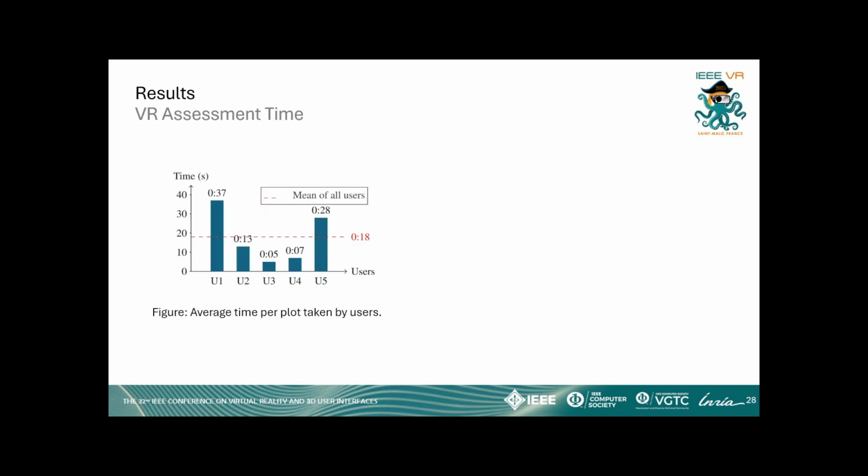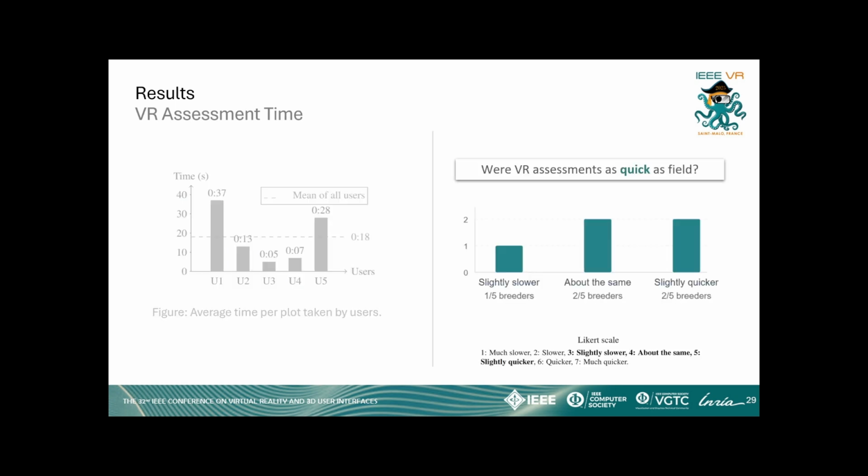We measured the time it took users to assess each plot in VR. The fastest user took an average of 5 seconds, while the slowest averaged 37 seconds. The mean assessment time was 18 seconds per plot. When we asked users about the perceived efficiency of VR-based assessment compared to field assessment, 2 users found VR slightly faster, 2 users considered it comparable, and 1 user perceived the VR method as slightly slower.